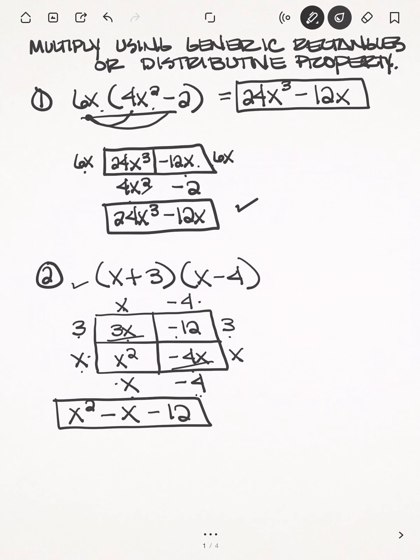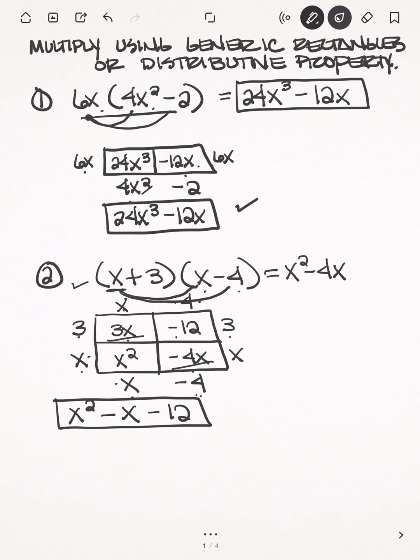Now, if I use distributive property, I'm actually going to use distributive property twice. So I'm going to take this x and I'm going to multiply it by the 2 terms in the other parentheses. So I'm going to say x times x. That would give me x squared. Then I take the x and I multiply by negative 4. That would be negative 4x.